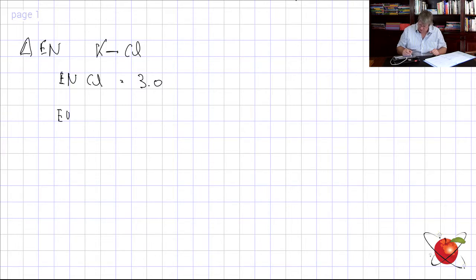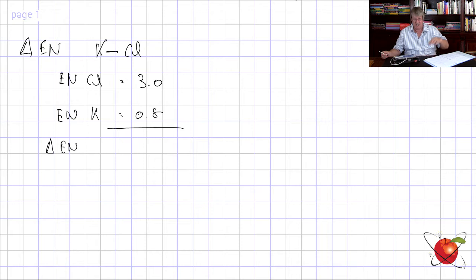Let's have a look here. Then potassium, the electronegativity of potassium is 0.8. We subtract them because delta electronegativity, delta means change, all right? It's always positive, all right? So we go here and this is 2.1. Now, how do we decide? Remember the table. This is change in electronegativity here.